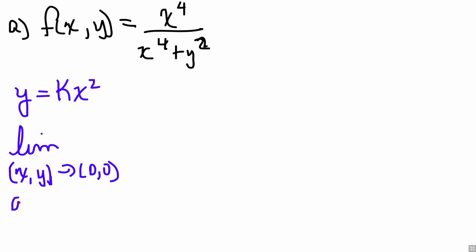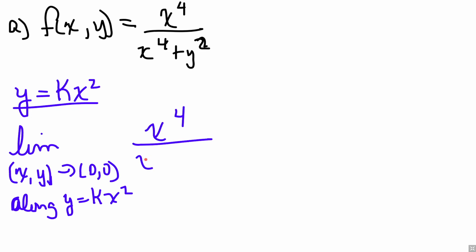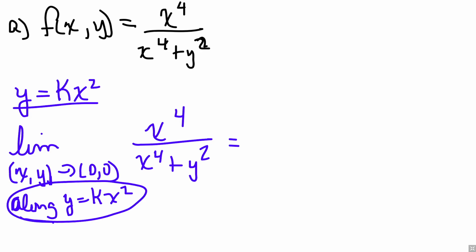Okay, and we're going to go along this curve, y equals kx squared, of the function x to the fourth over x to the fourth plus y squared. So what we're going to do now is plug this in. We're going to get rid of y, plug in this expression for y so we have everything in terms of x. So we're going to have the limit as (x, y) approaches (0, 0).